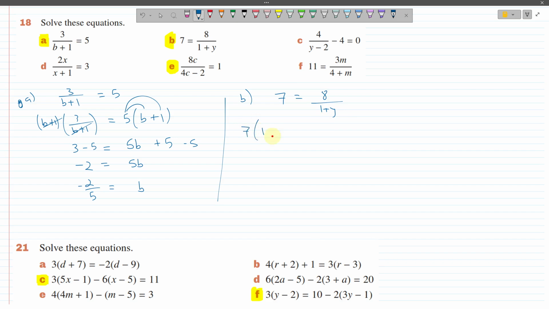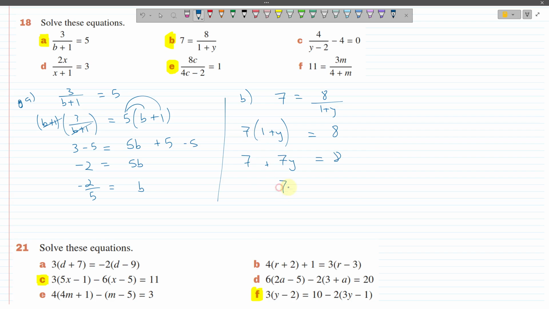That gives me 7, 1 plus y. I would not skip this working out. And the 1 plus y and 1 plus y will cancel out. Don't skip this, because I see a lot of people make silly mistakes. Now do 7 times y is 7y is equal to 8. Just expanding the bracket there.